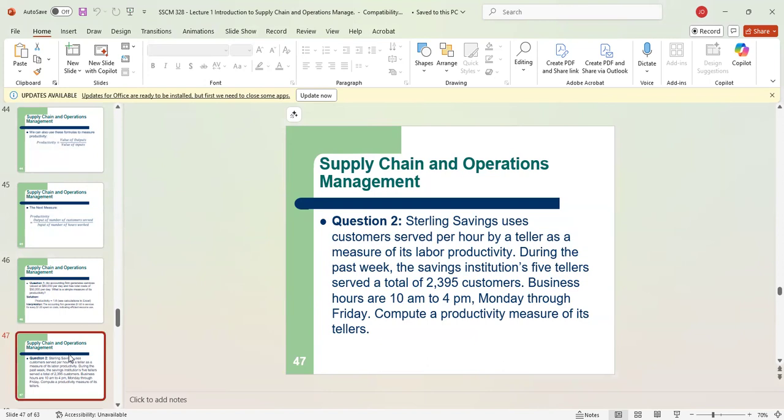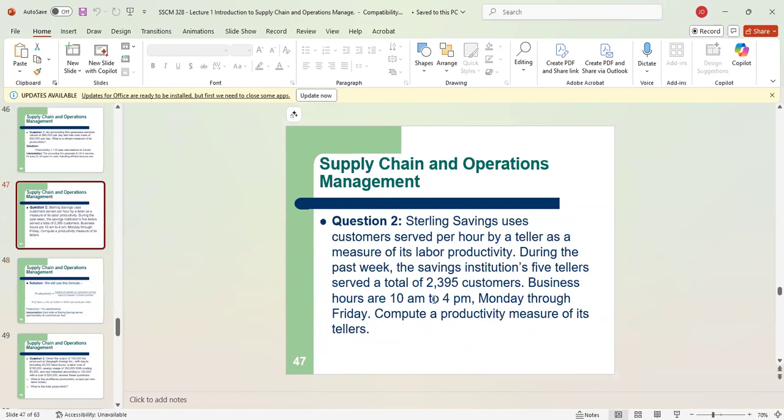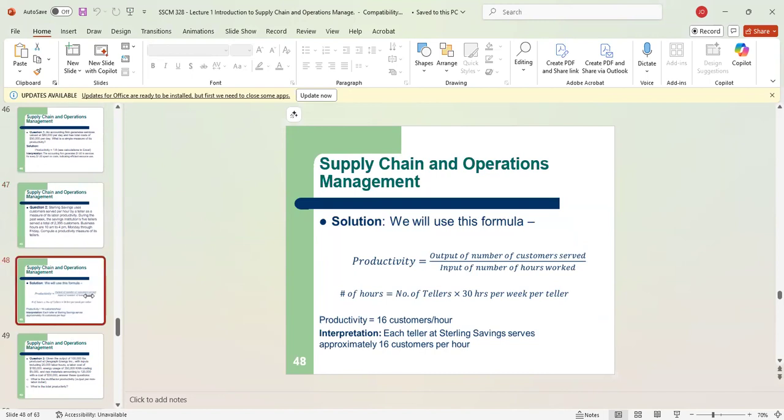Good. Yeah, that's the question. I did the work in Excel, but I still wrote it here. You can see this here: 16 customers per hour. Each teller services approximately 16 customers per hour. I didn't say here write the interpretation, but I solved it. When I gave that assignment out, I said do it exactly the way I did it so you can have full credit. I remember I said that in class that day, because that was our first day of class.